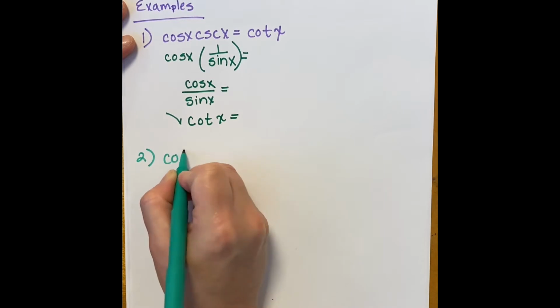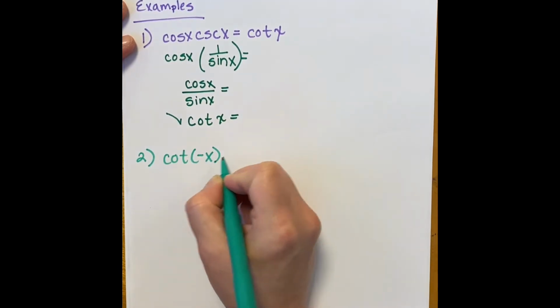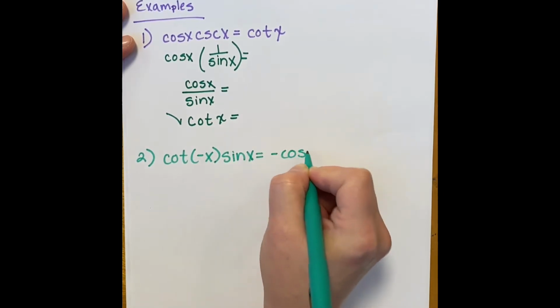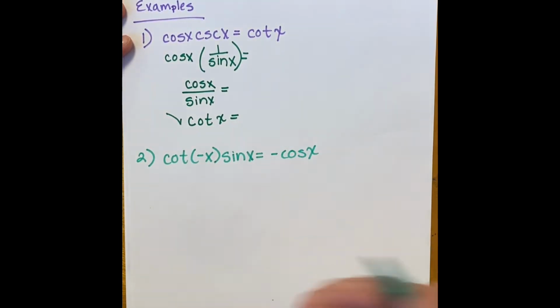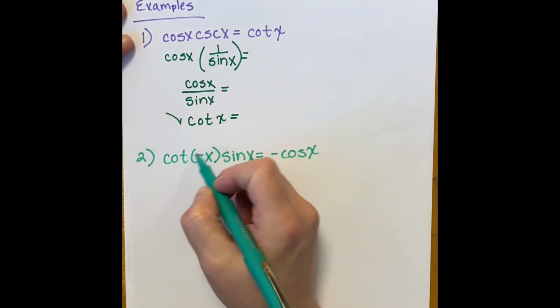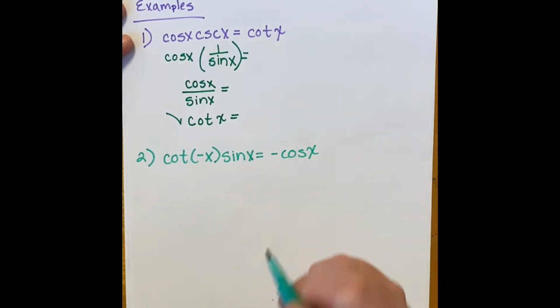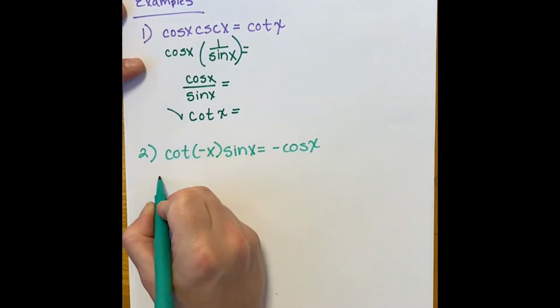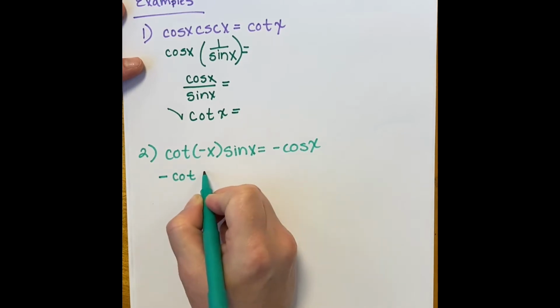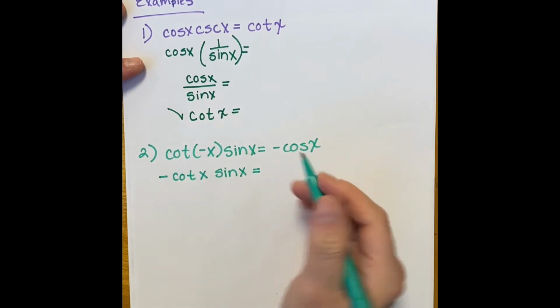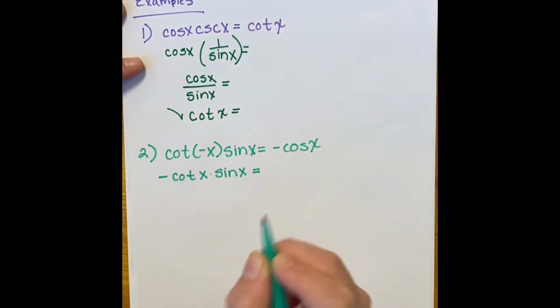The cotangent of negative x times the sine of x equals the negative cosine of x. So, which side looks the most complicated? This side, right? So we're probably going to be working with this side. So when I see this cotangent of negative x, I'm thinking we need to use our even and odd functions. Cotangent is an odd function. So this is the same as negative the cotangent of x times the sine of x.